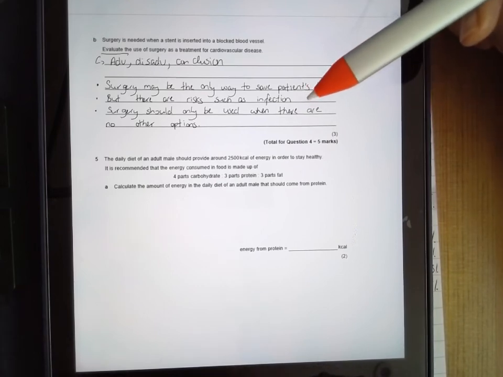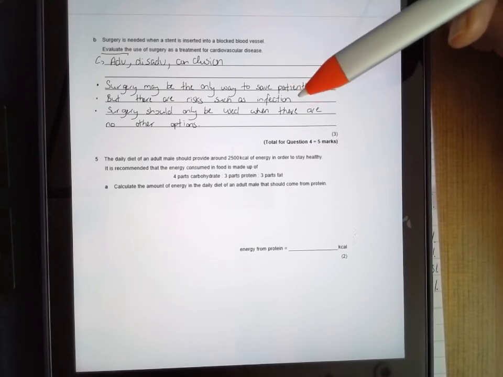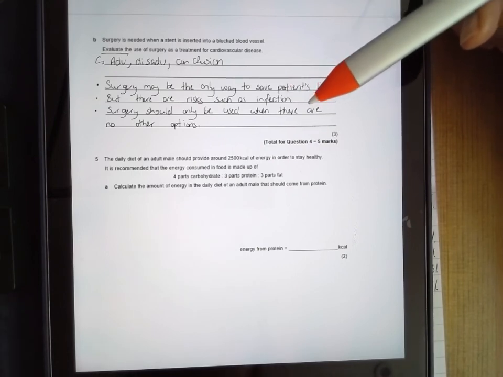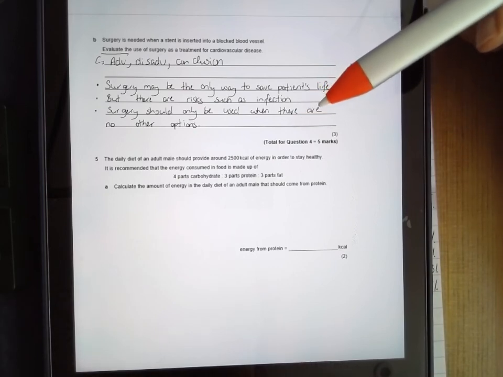But anytime you have a surgery, no matter how small, there are always going to be risks. I've given one risk such as an infection. You don't even need to mention a risk. If you just say there are risks or something could go wrong, if you just wrote something could go wrong, you'd get your mark for your disadvantage. And then I've just written a conclusion, okay?